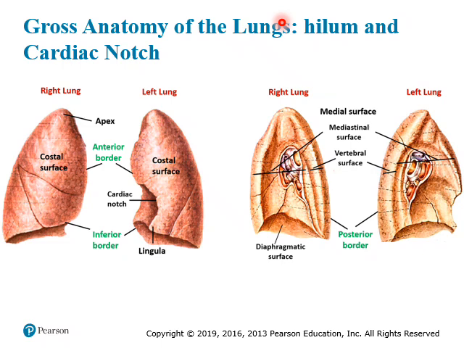The right lung is slightly bigger, and the right lung is separated into superior, middle, and inferior lobes, which are separated by fissures. The superior and middle lobes are separated by a horizontal fissure, and the middle and the inferior lobes are separated by an oblique fissure.